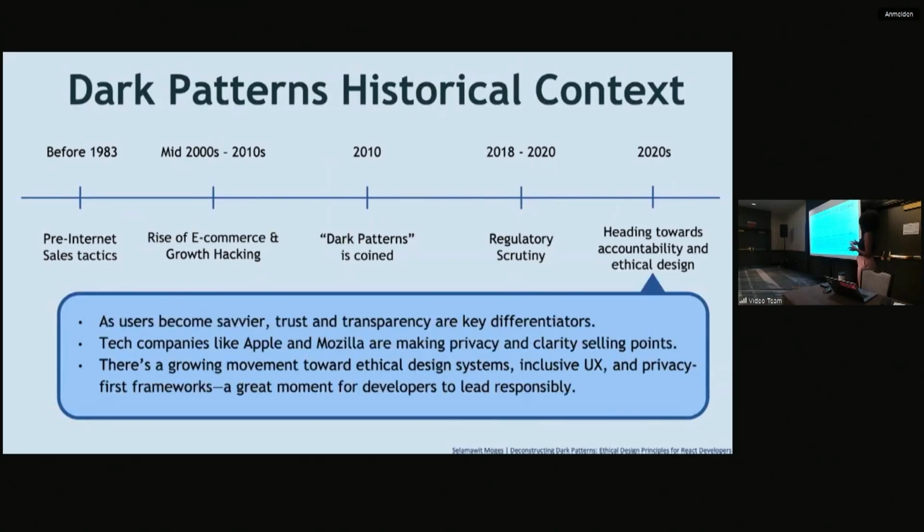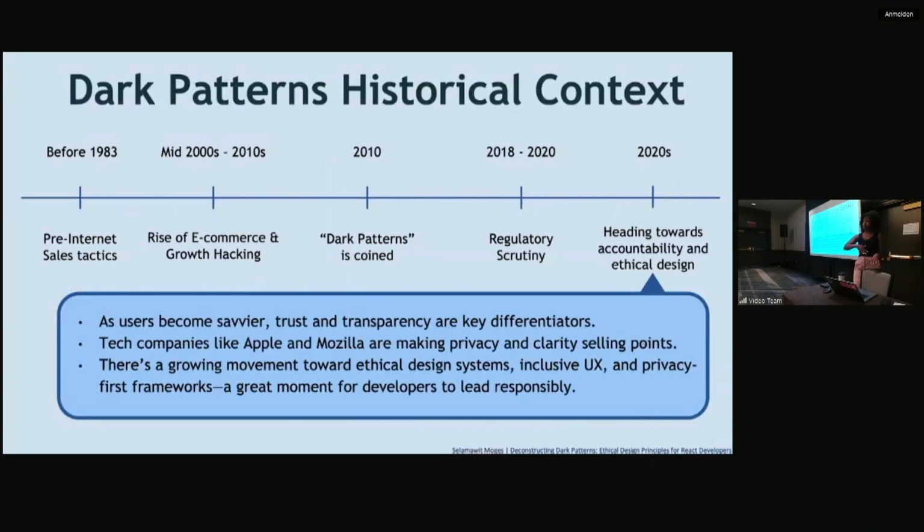And lastly, the 2020s, pretty much now, heading towards accountability and ethical design. As users become more tech savvy, trust and transparency are key differentiators. Tech companies like Apple and Mozilla are making privacy and clarity a selling point. And there's a growing movement towards ethical design systems, inclusive design, and privacy-first frameworks, a great momentum for developers to lead responsibly.